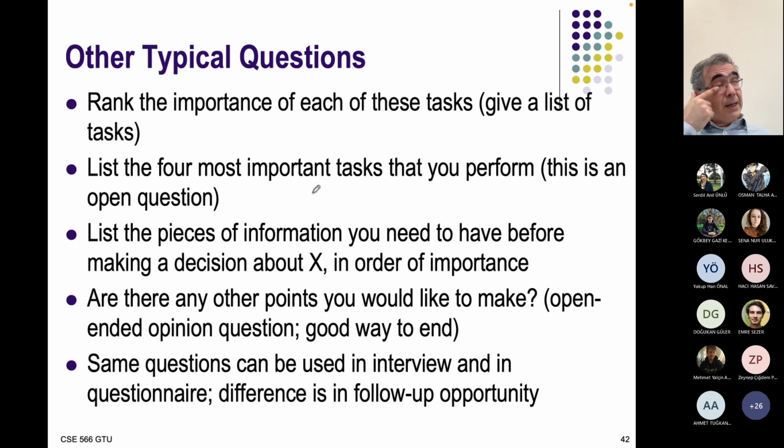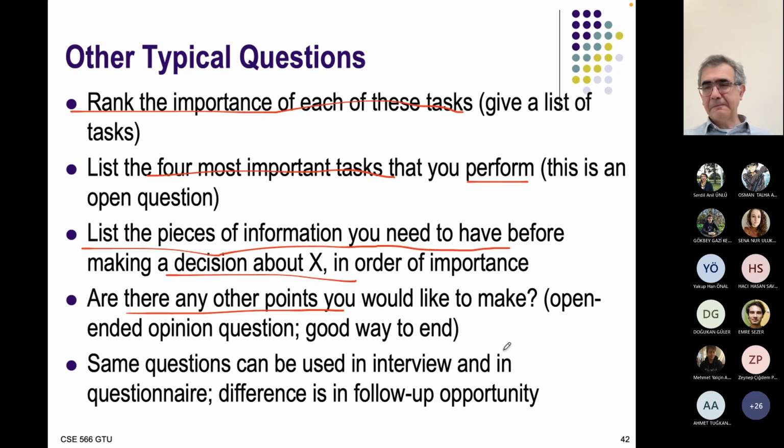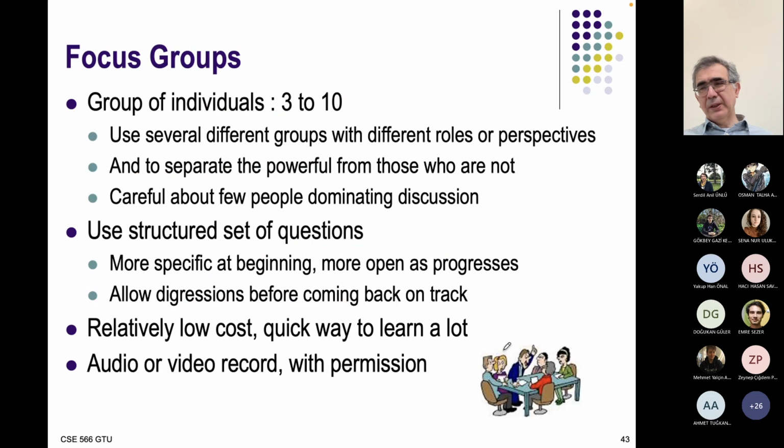And at the end, people say to rank the importance of each task, list the 4 most important tasks we perform, list the pieces of information you need to have before making a decision about X. So these are the questions that we can ask in addition to the other questions. And as I said, are there any points you'd like to make at the end? Opinions.